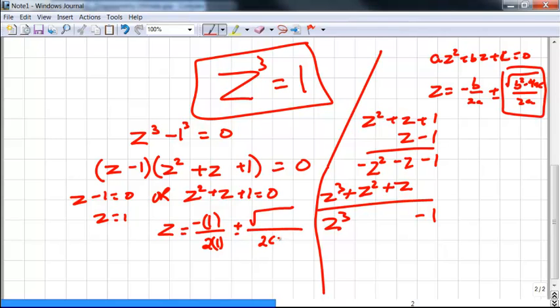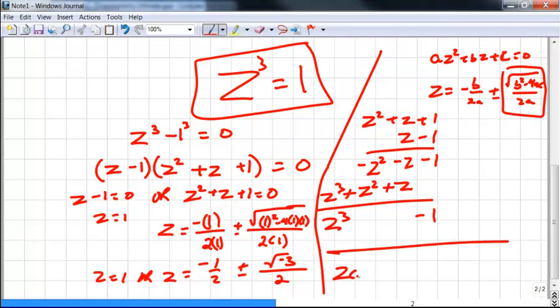So this is 2 times 1. Top is b. Everything's all a, b, and c are all 1. So this is negative 1/2 plus or minus, and this is the square root of negative 3. And so altogether we get 3 answers.